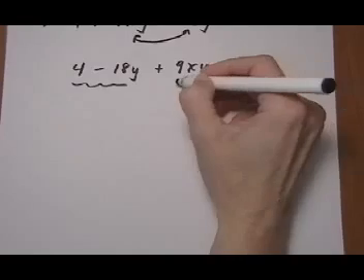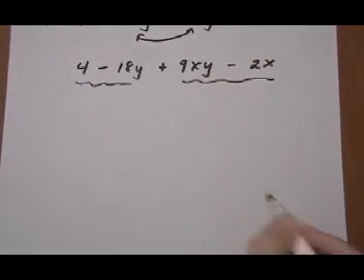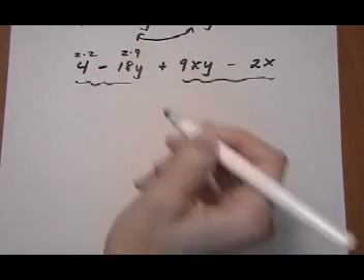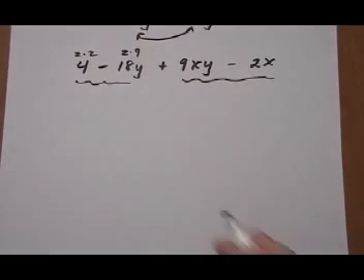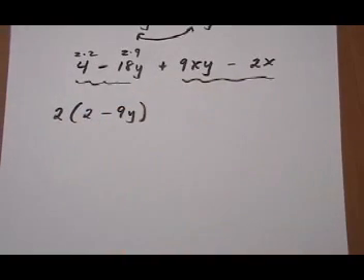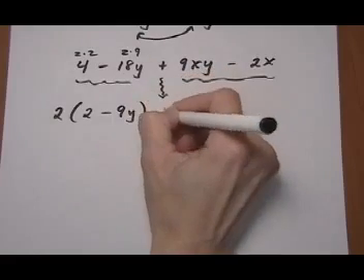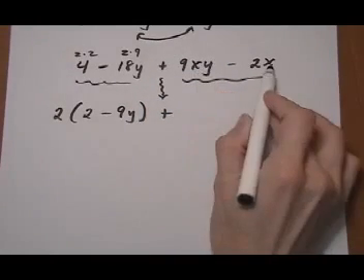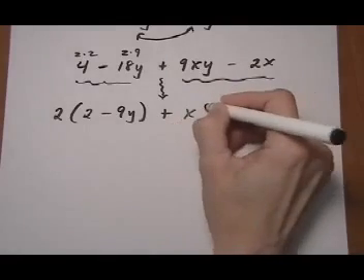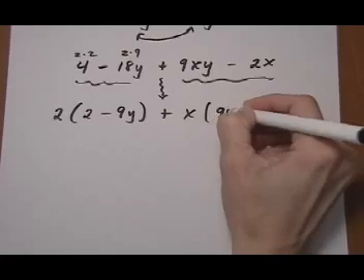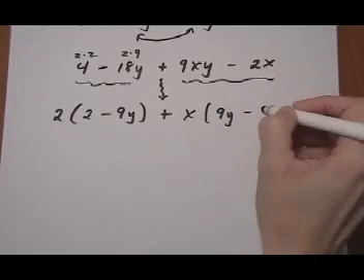So group the first two together and the last two together. For the first ones, 4 is 2 times 2, 18 is 2 times 9, so we have a common factor of 2. We write the leftovers in parentheses, 2 take away 9y, and just carry down that plus sign. For the next ones, x and x are the only common factor, so we pull out an x. The leftovers go in parentheses, 9y minus 2.